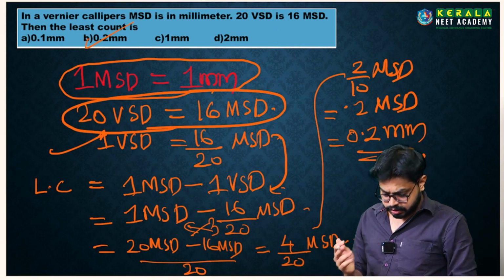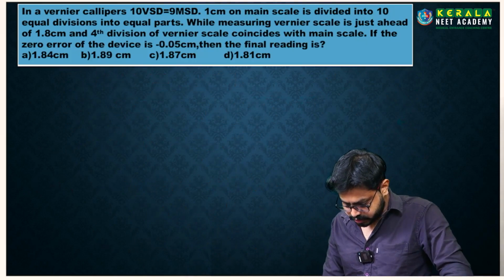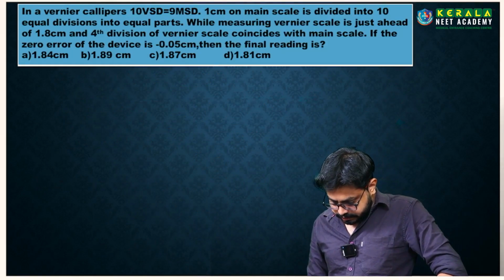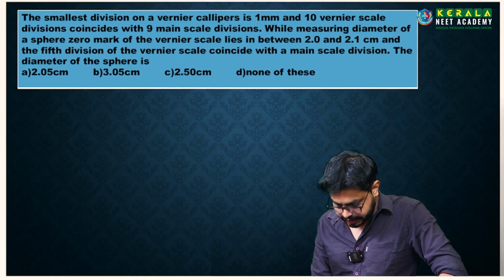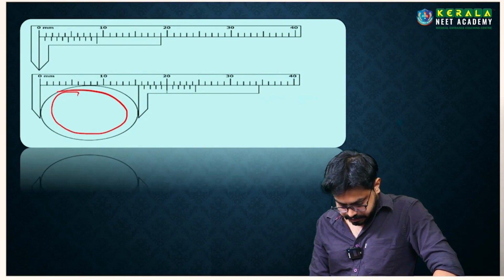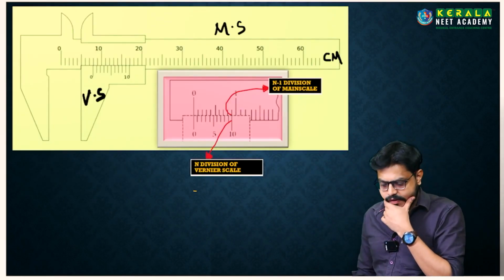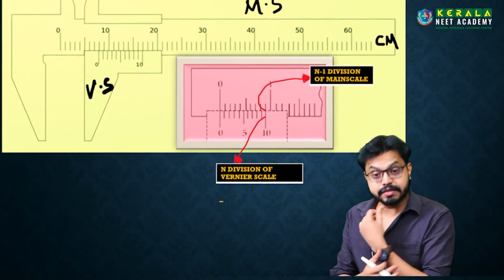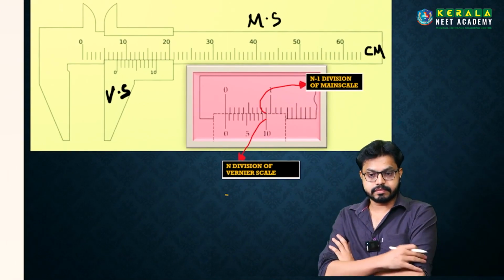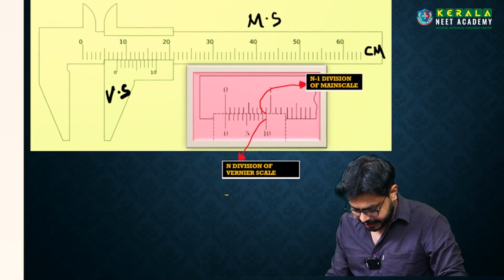One more question we can do based on the least count. Before that, I will discuss the final reading concept. Now, this is a vernier scale. This is the main scale and this is the vernier scale. So, vernier scale reading. Now, final reading.